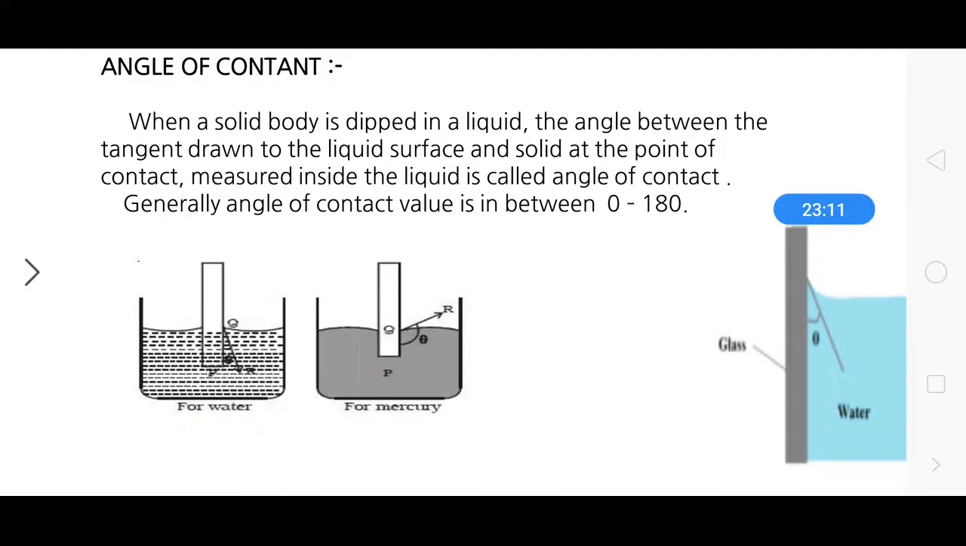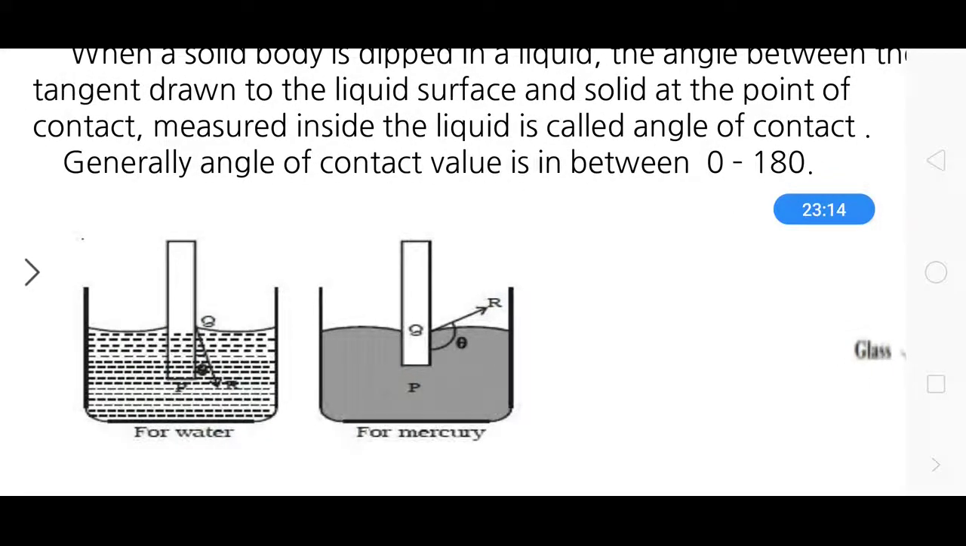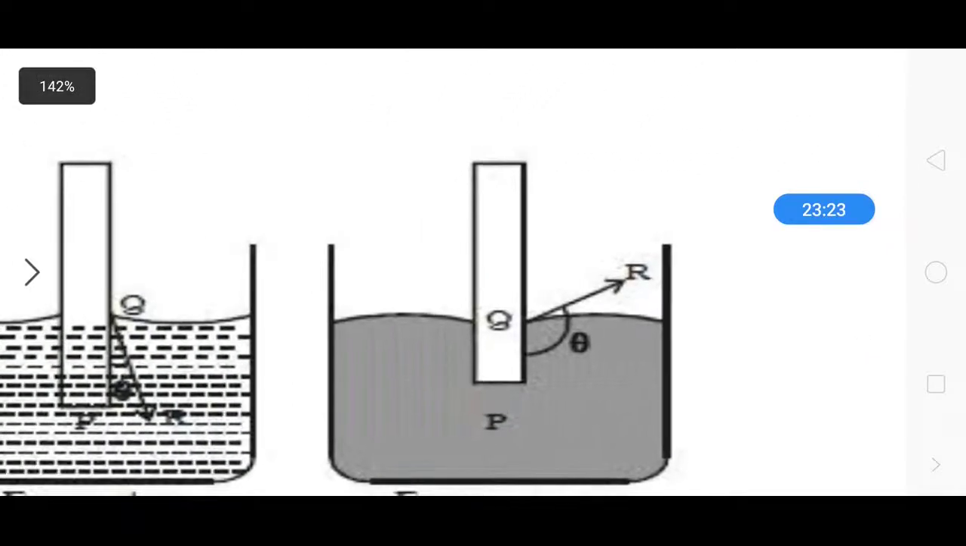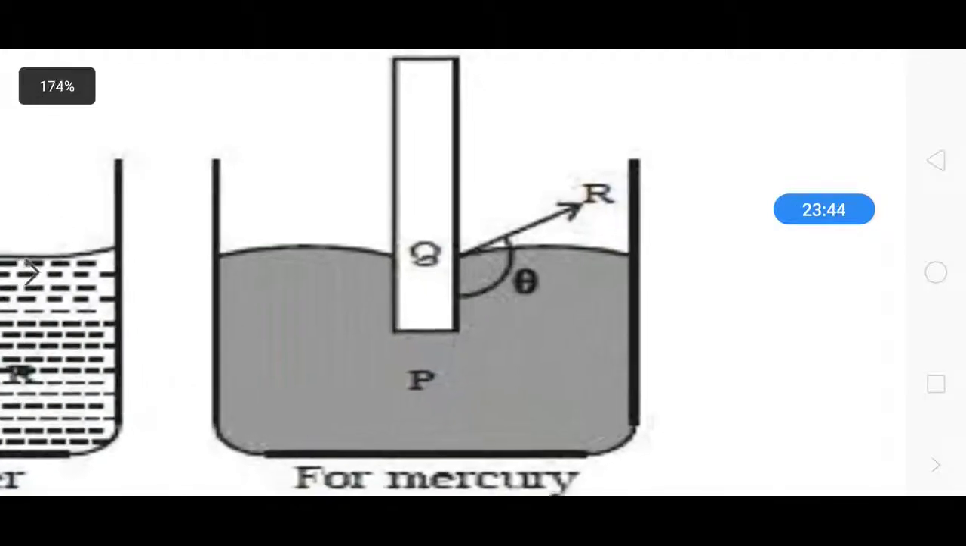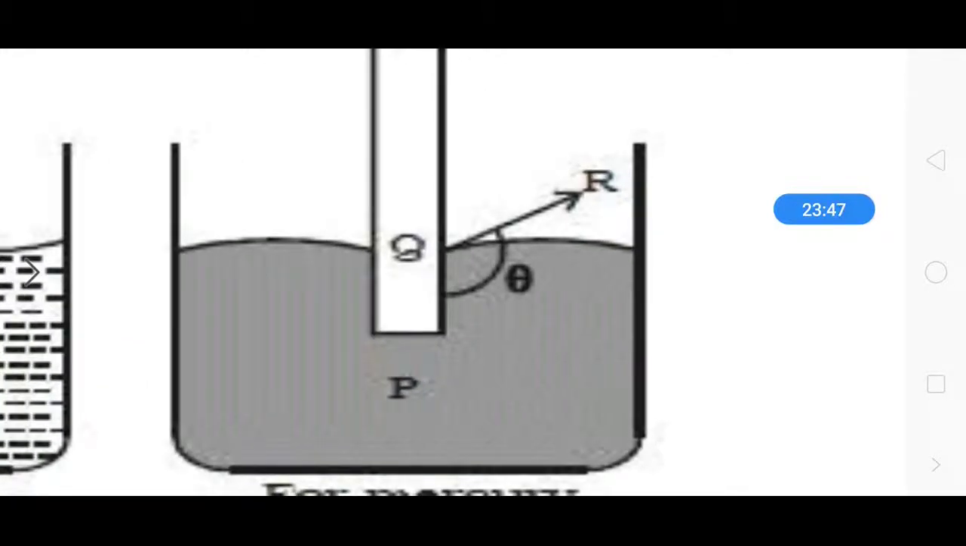So, first of all, draw a tangent at the surface of the liquid near the solid surface. Then the angle between the tangent drawn at the surface of the liquid and the solid surface inside the liquid is called the angle of contact. So here also, the angle between the solid body and the tangent drawn at the surface of the liquid is called the angle of contact.